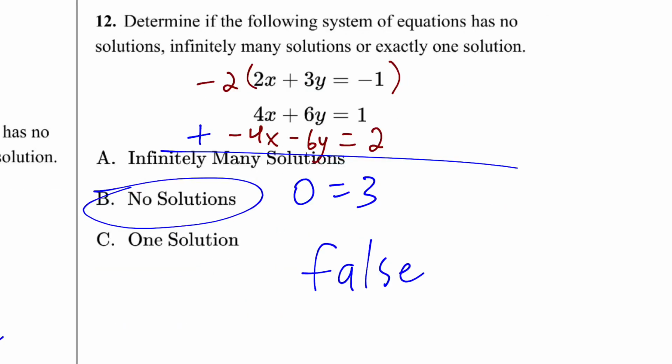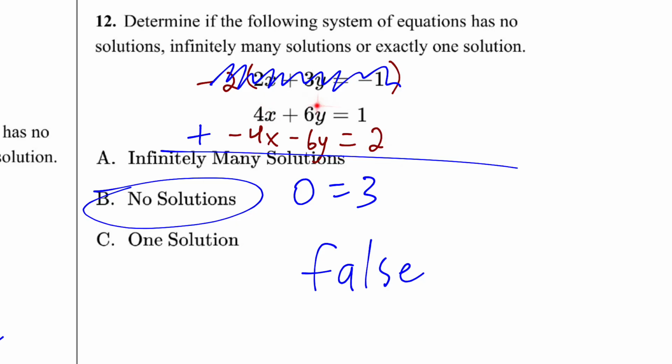Number 12 was not set up for elimination, but if I double this top one, I'll have the same numbers. And if I multiply by negative 2, I'll have the same numbers, but one positive and one negative. So after I multiply everything by negative 2, I rewrote that down below. That's here. I'm going to add straight up and down.